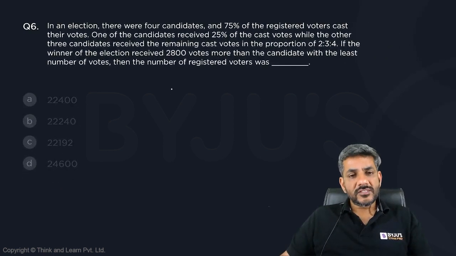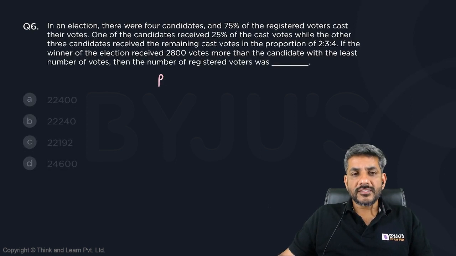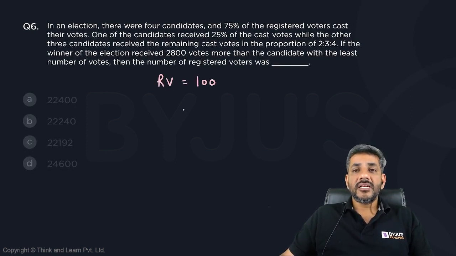So, to start with this question, again I'll assume the number of registered voters is, let us say, 100. 75% of them cast their votes. So, how many of them cast their votes? 75. So, 75 of them cast their votes. He says 25% of these cast votes, one candidate got the votes as 25% of this.